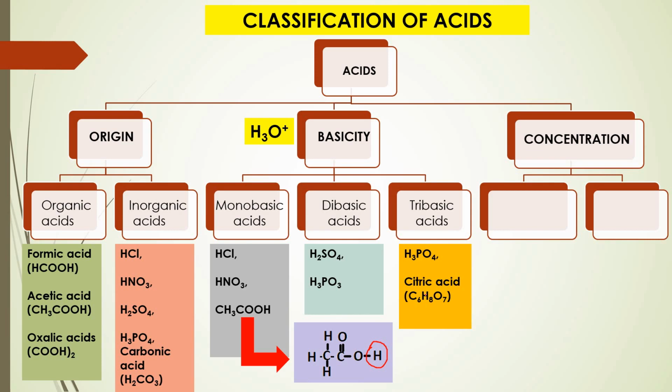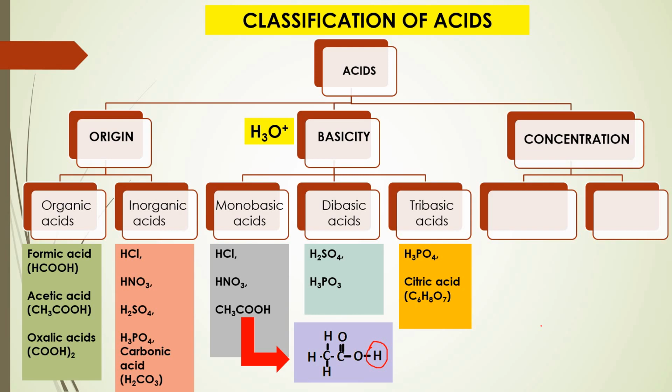Okay, for example, silicic acid has basicity 4. So we will restrict up to tribasic acids over here. Now let's move on to the third way of classifying acids, and that is based on concentration.